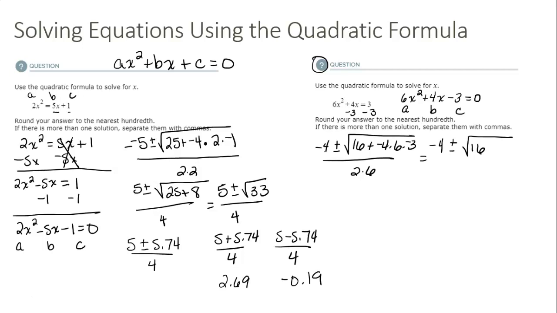Negative 24 times negative 3 becomes positive 72, all over 12. We're going to finish simplifying what's inside the radical. 16 plus 72 is 88, divided by 12. All right, if you got that far, I want you to try to pause the video now and see if you can finish. You'll need to find the square root of 88 and then divide it up into 2 problems.